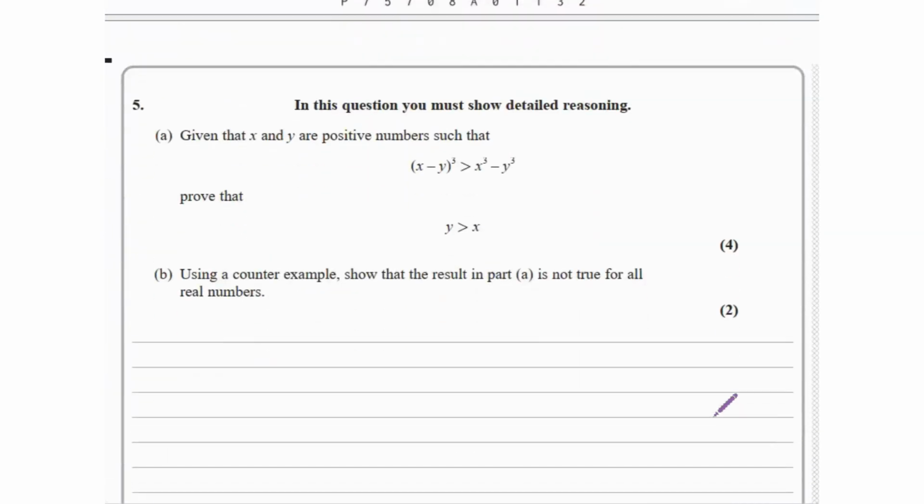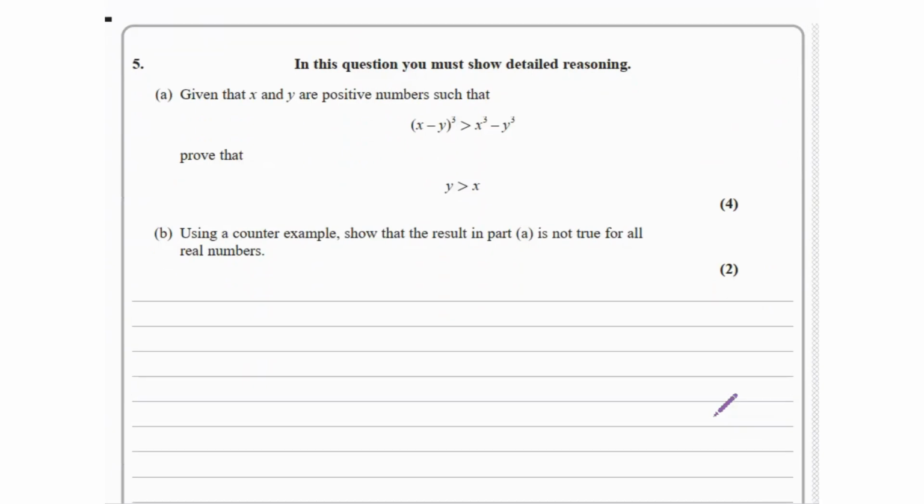Then given that x and y are positive numbers such that (x − y)³ is greater than x³ − y³, prove that y is greater than x. For this, we're first going to expand (x − y) whole cube, and for that you can use one of the cubic expansion identities: x³ − 3x²y + 3xy² − y³ is greater than x³ − y³.